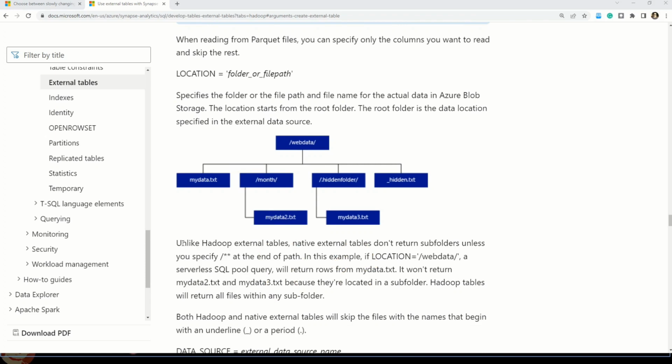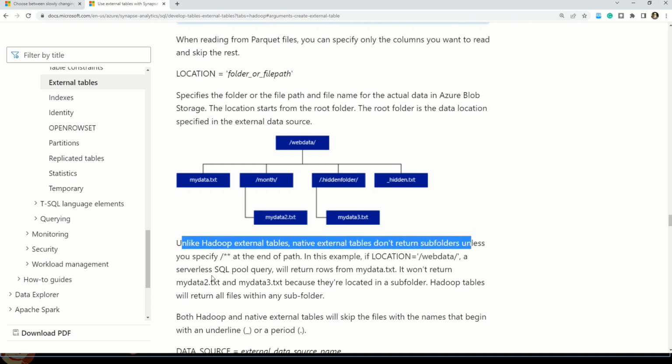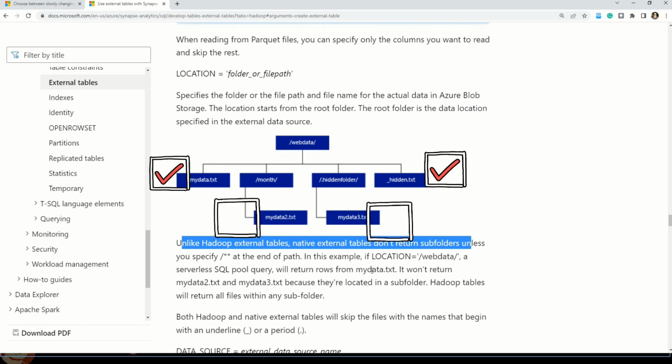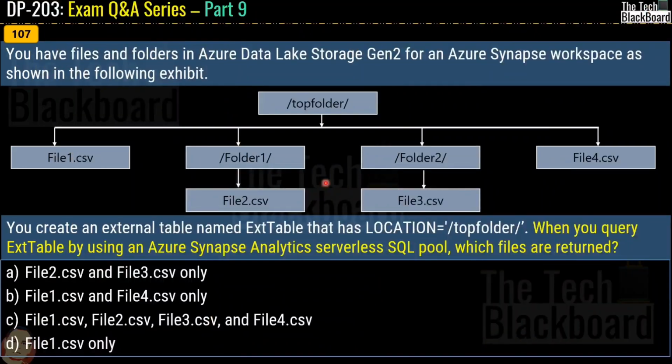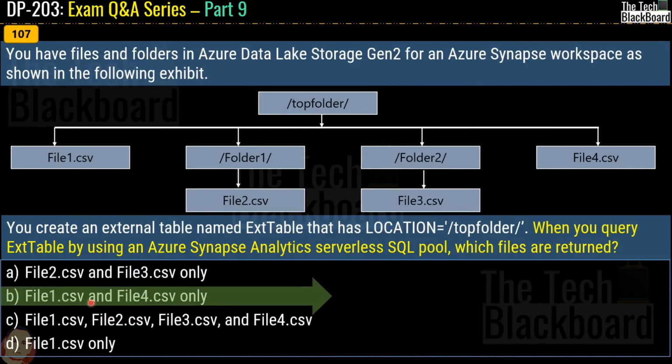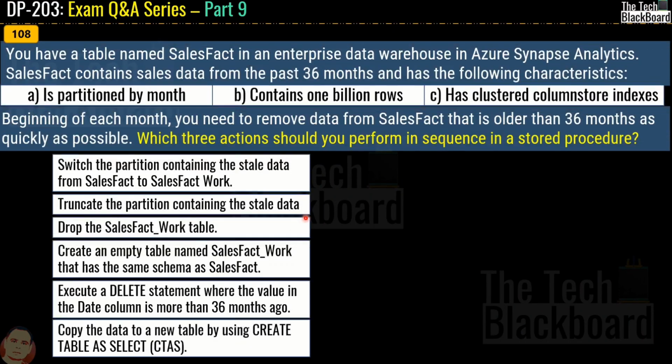The documentation says that unlike Hadoop external tables, native external tables do not return subfolders unless you specify / followed by 2 stars at the end of the path. In this example, if location is web data, a serverless SQL pool query will return rows from mydata.txt, it won't return mydata2.txt and mydata3.txt because they are located in a subfolder. Now, taking the understanding from the documentation given by Microsoft, the correct answer to this question is option B, file1.csv and file4.csv. Let's move on with question number 108.